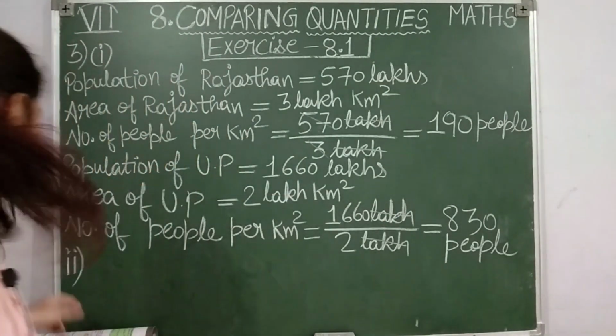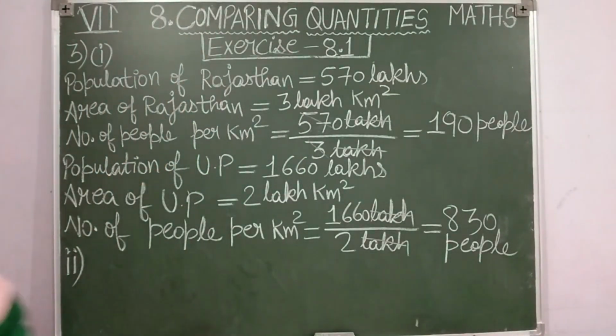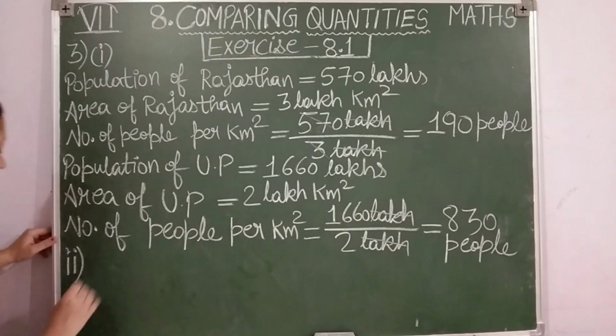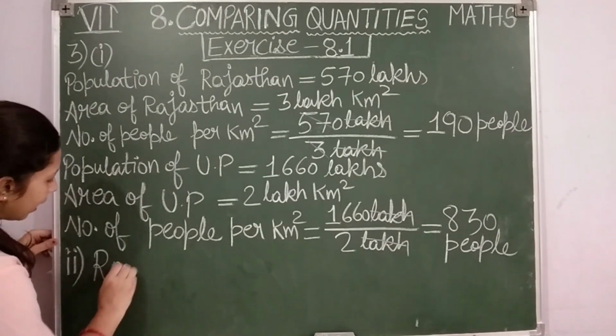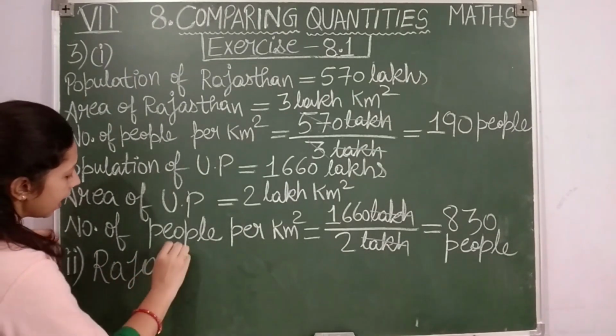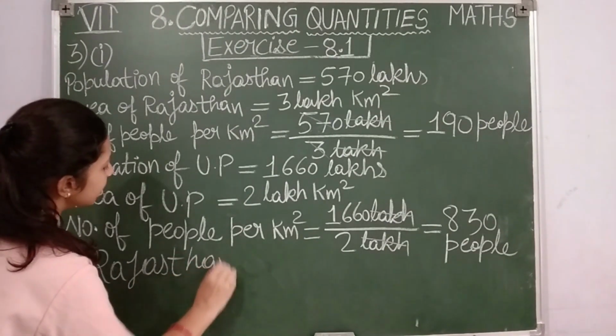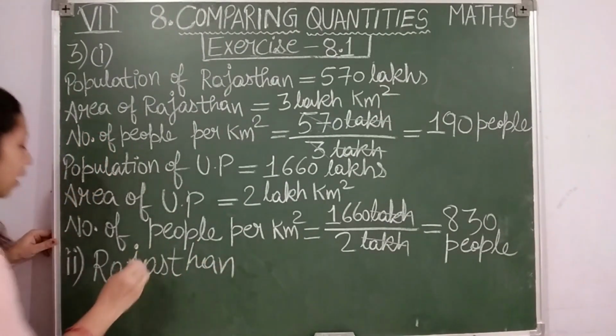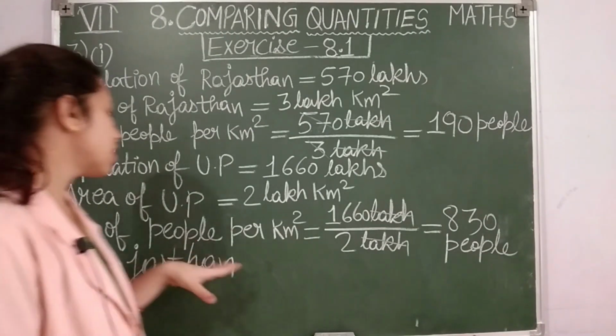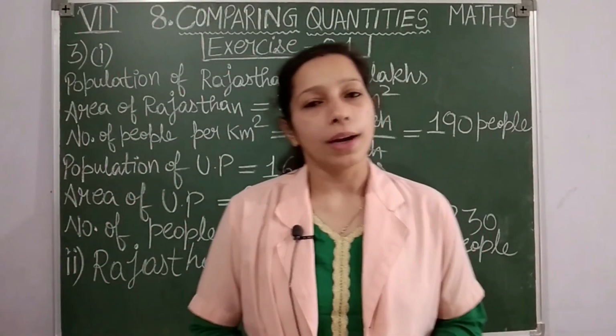Clear, students? Second point we have already discussed. Which state is less populated? Rajasthan is less populated. You can write the complete sentence. I have just written the name of the state. You can write the complete sentence that Rajasthan is the less populated state.